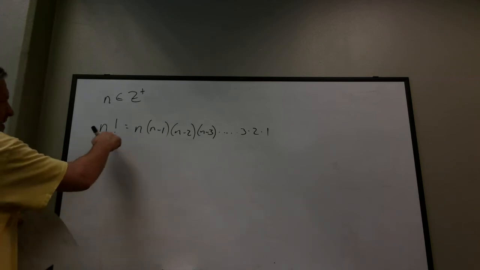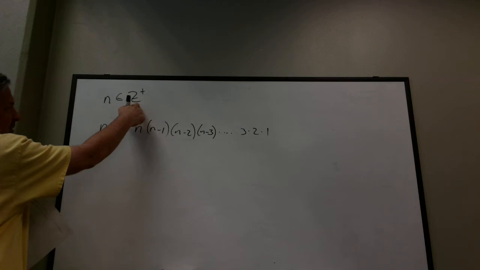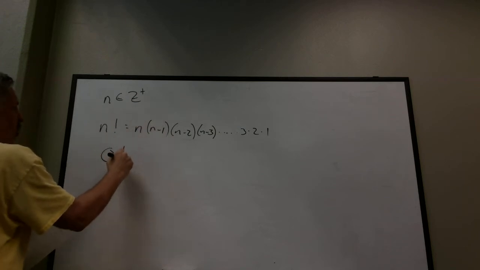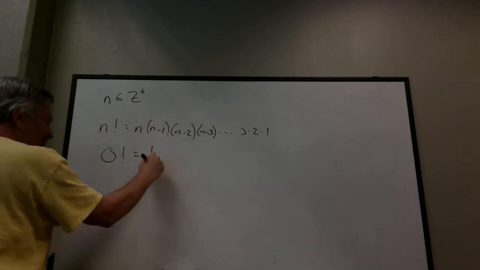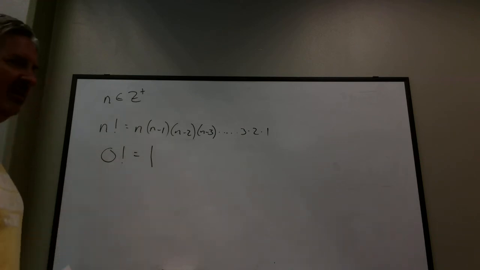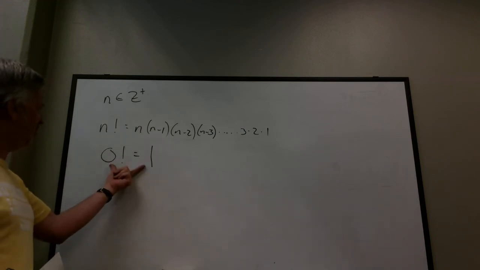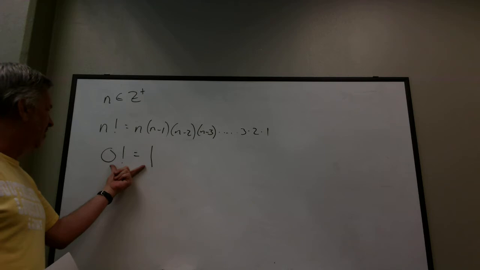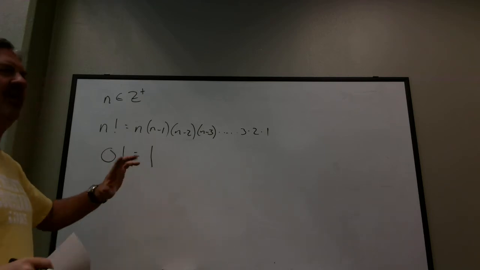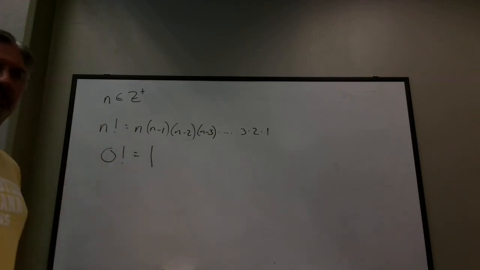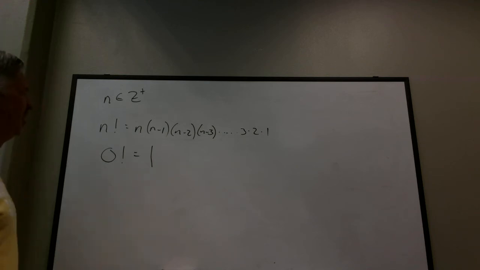Now, notice this is the definition if n is a positive integer. If n is 0, we define 0 factorial to be 1. That's just what it is. The reason 0 factorial is 1 is that in some of the theorems you have in probability, everything works out the way it should if 0 factorial is 1. I don't know if that's the reason they do it, but it's a reason.